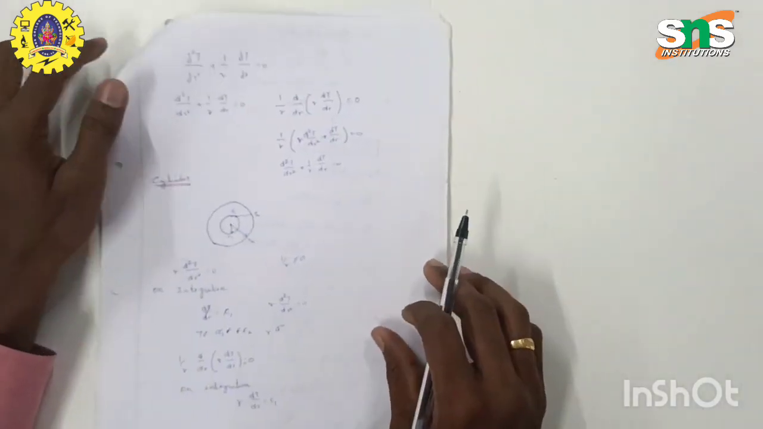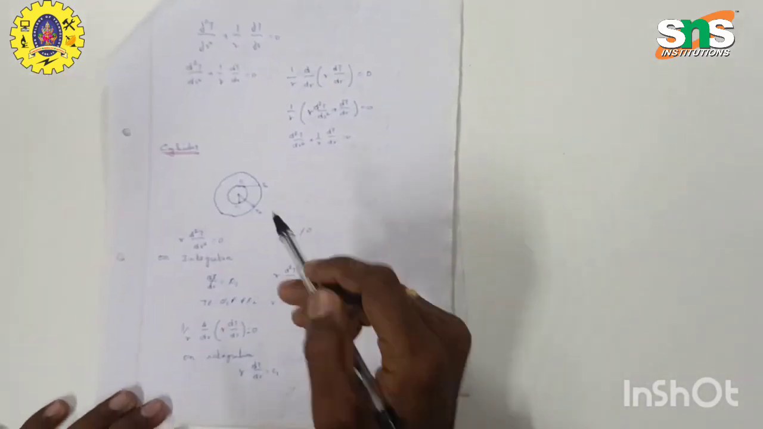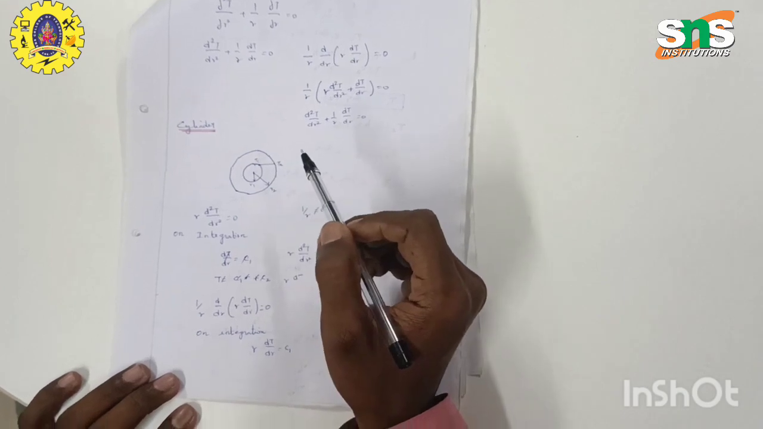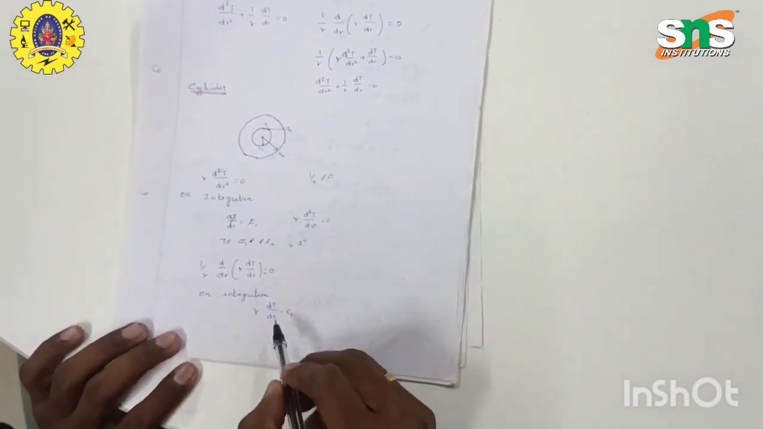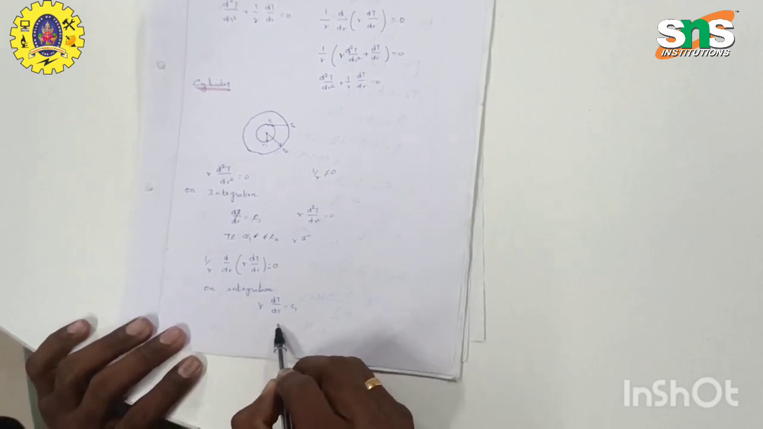And the next one is the final cylindrical part, where we integrated the cylindrical part of the heat transfer equation, and the final r dT by dr is equal to a constant C1.